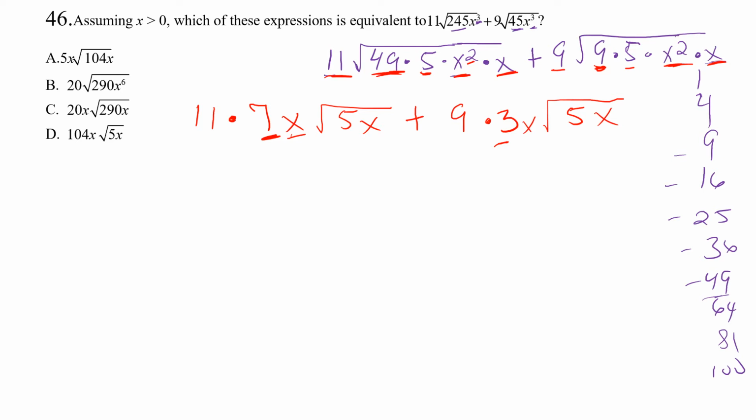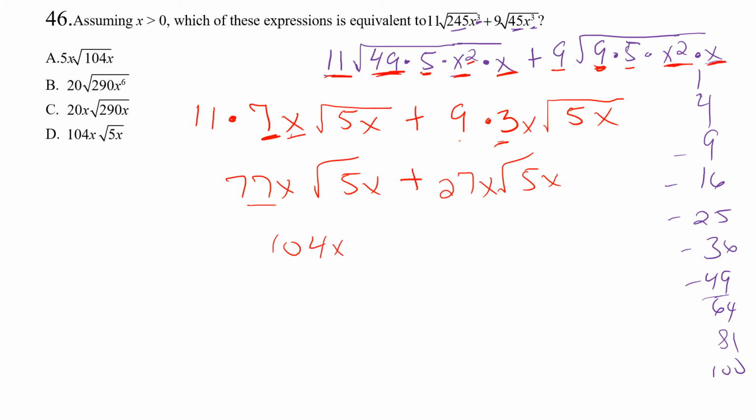Alright, looks like I'm going to have some like terms here. So simplifying a little more, I could multiply. So 11 times 7 is 77x. Bring down that 5x. 9 times 3x is 27x. Bring down that 5x. And then I could add these two because they are like terms. So 77 plus 27 gives me 104x.